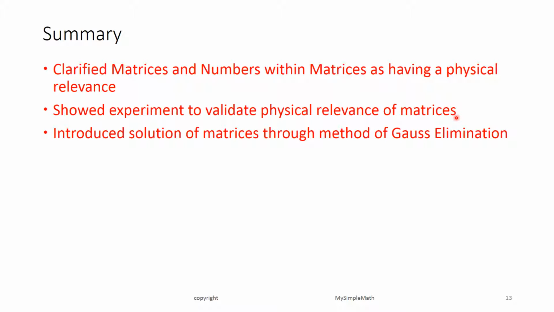There are limitations. For example, you can't have a zero in any of those solutions that I just gave you, but still you have a physical relevance of the matrices shown here. And I also introduced the solution of those unknown unit measures in this experiment through the method of Gauss elimination. So in summary, this should put to rest a lot of doubts on matrices and generate more interest in the applications of matrices.